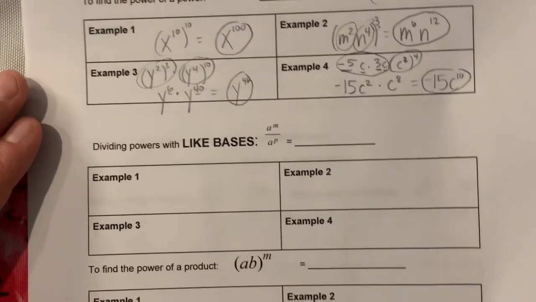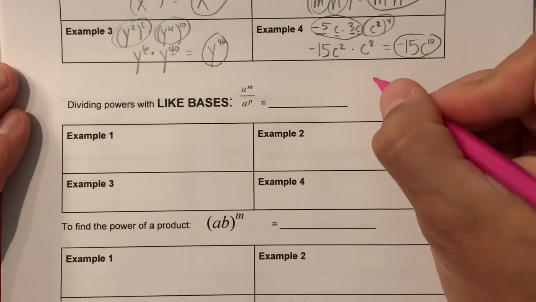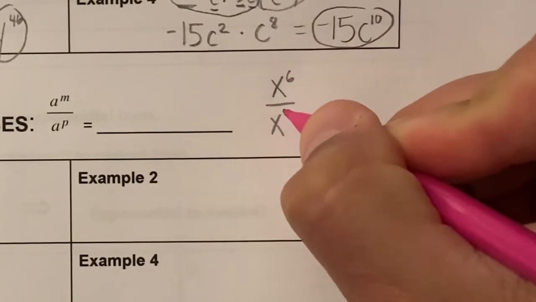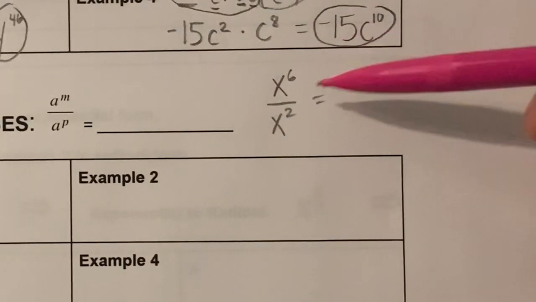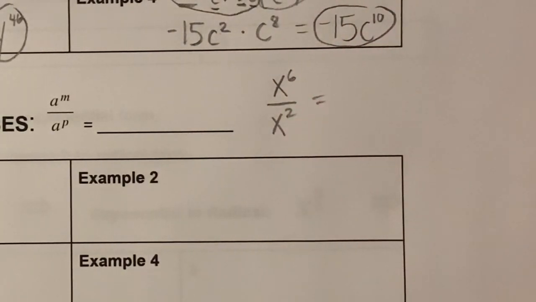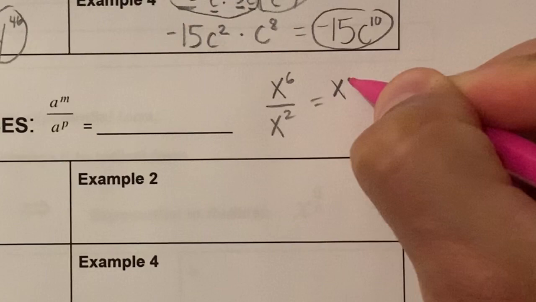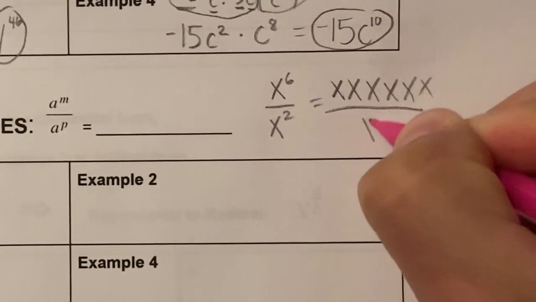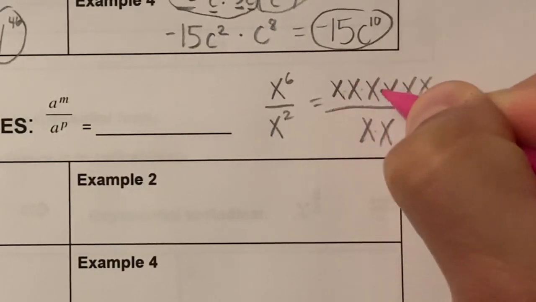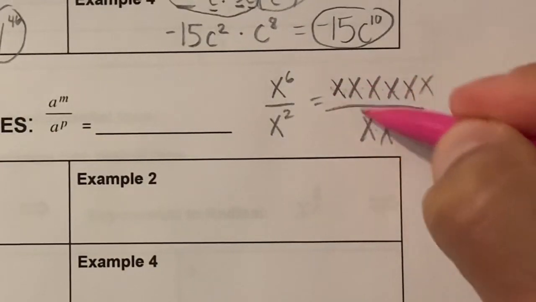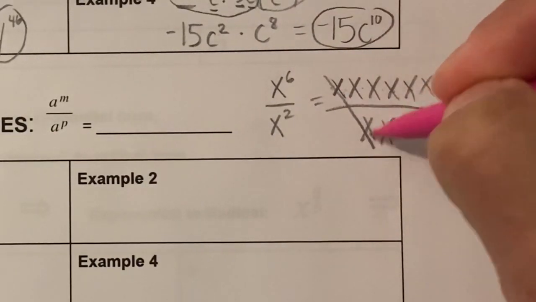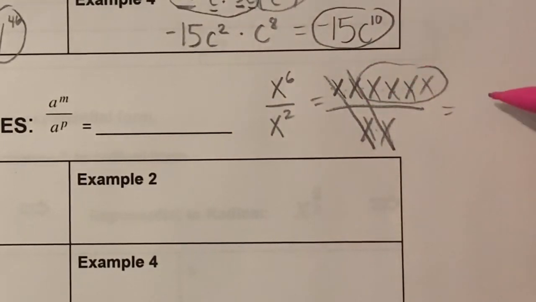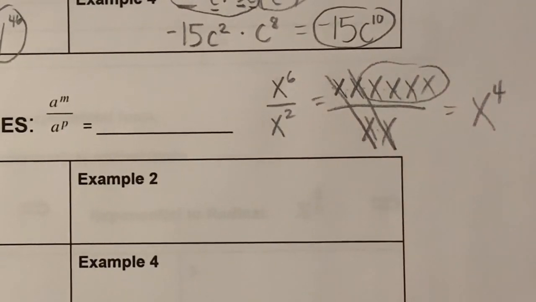My next property is dividing. Think about this if I had something like x to the 6th divided by x to the 2nd. Somebody may tell you that 6 divided by 2 is 3, and they would be right. But think about this. X to the 6th is really 6 x's multiplied out, and x to the 2nd is really 2 multiplied out. So the x divided by x would cancel. The x divided by x would cancel. And I have 4 x's left over, so my final answer is x to the 4th.